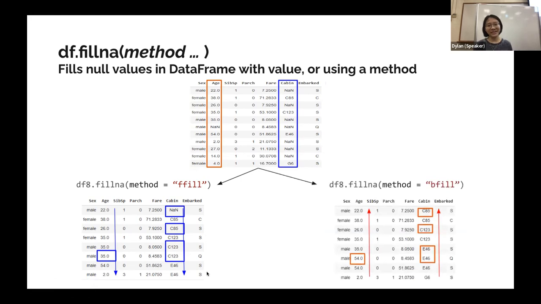So if you have a forward fill, then you also have a backward fill. In this case, it's represented by bfill. What bfill does is that it will do a similar thing, but it will look at rows below it. So for the same null value in age, it will look at the row below it. The non-null value is 54, so it will be replaced with 54. And as you can see, for the first row in the cabin column, it will be filled up with the first non-null value below it, which is C85. So it will be replaced in general.